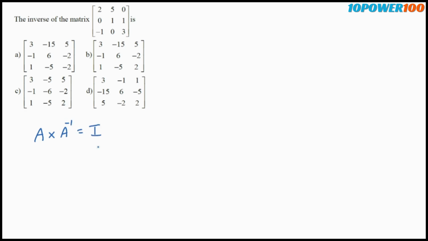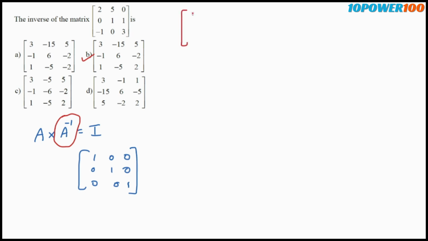For 3 cross 3, it is this matrix: 1 0 0, 0 1 0 and 0 0 1. So this matrix we should get when we multiply a matrix with its inverse. Now they're asking us to find A inverse. Any one of these 4 matrices will be the right answer, so I want you to try the trial and error method and choose the correct answer. Here I know that option B is the correct answer. I'll show you how to prove that it is the correct answer.